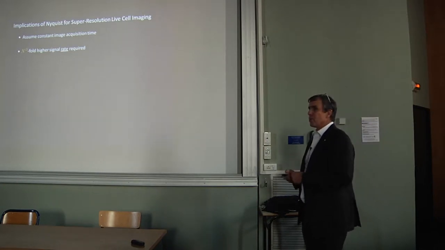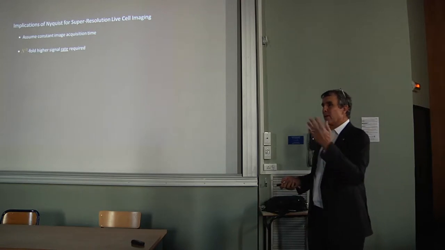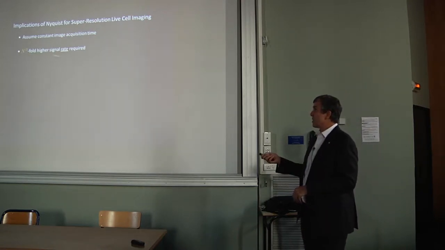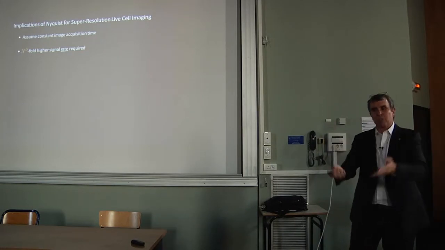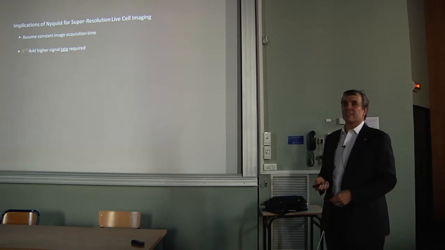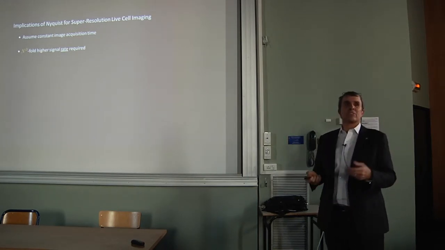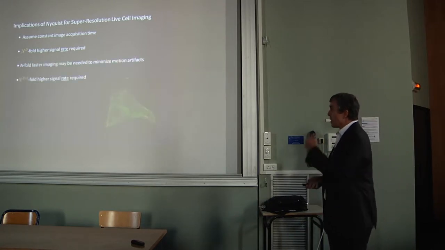Because assume I wanted to get the data at the same rate that I got at the diffraction limit. Then my n to the d more photons means I need a rate of photon emission n to the d higher, which means my photons going in have to be n to the d higher, which means n to the d higher intensity, which is going to start cooking my cell by having too much light on it.